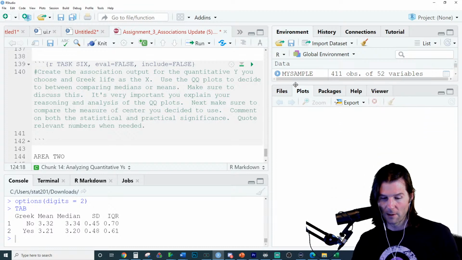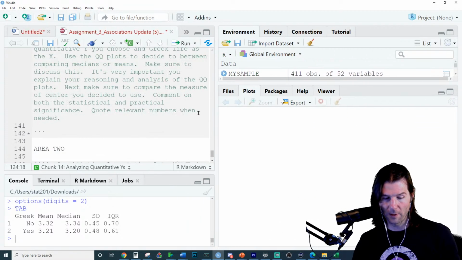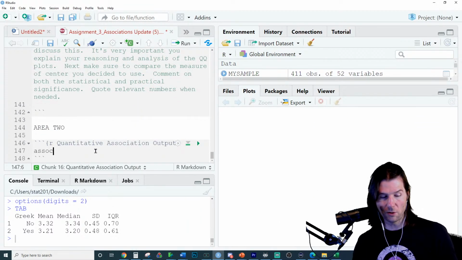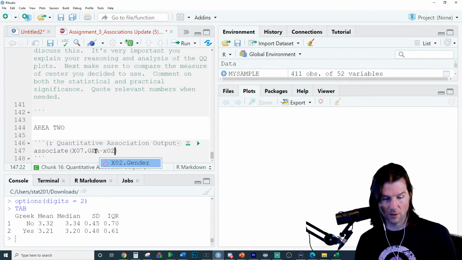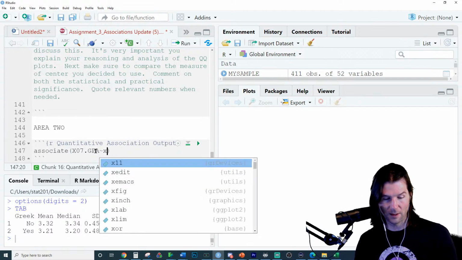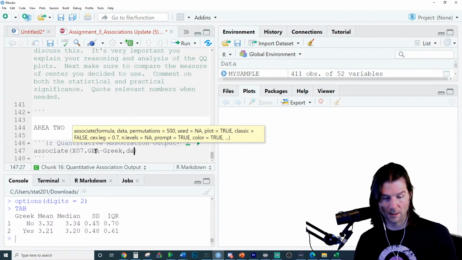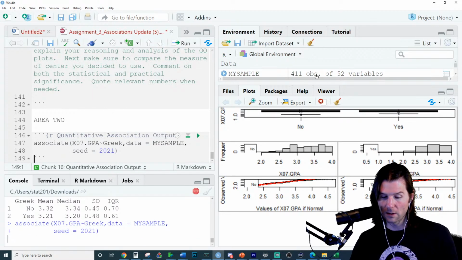Okay, so let's go right here. Let's make a big space for this. Let's go associate, GPA, tilde, XO. We'll find it. Where's Greek life? There's Greek. I guess we called it Greek. Data equals my sample. Let's compare the measures of center, comment on both statistical and practical significance, quote the relevant values, and make sure to put in a seed. Okay, that should do it.